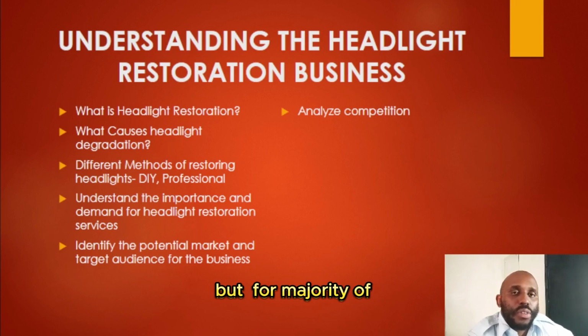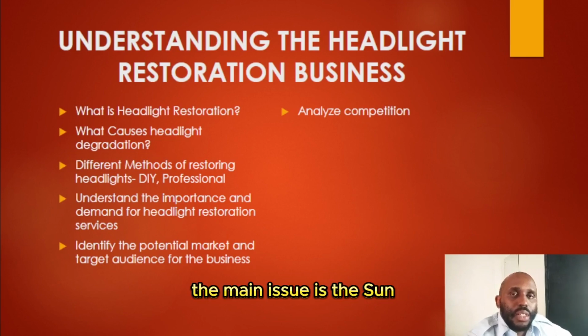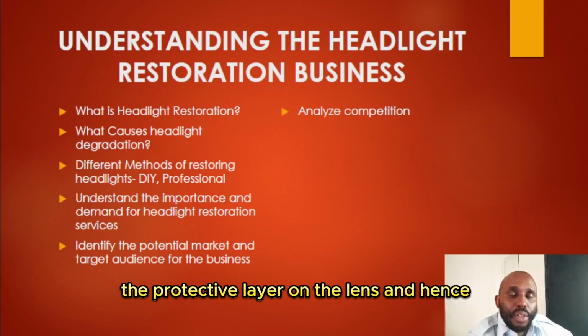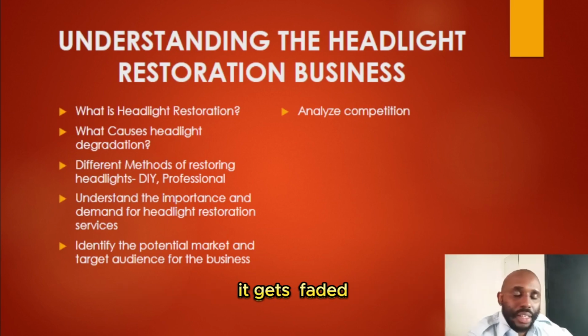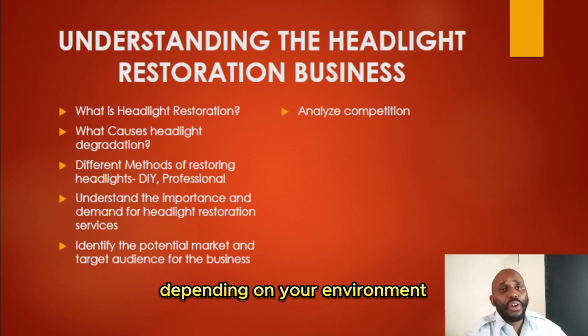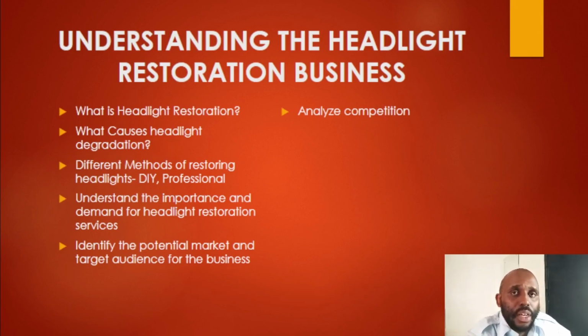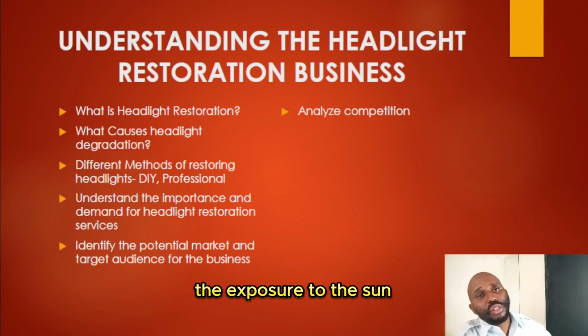But for the majority of headlights, if a headlight is intact and in good condition, the main issue is the sun. The sun is what breaks down the protective layer on the lens and hence it gets faded. It's a very common issue for aged cars, meaning old cars. Any car from maybe 3 to 5 to 8 years, depending on your environment, will start having faded headlights. This is basically because of the exposure to the sun.